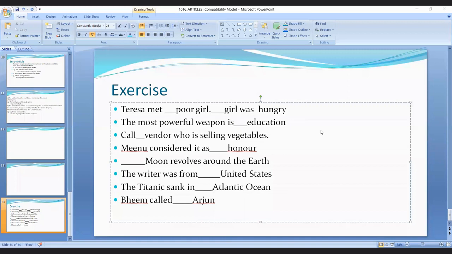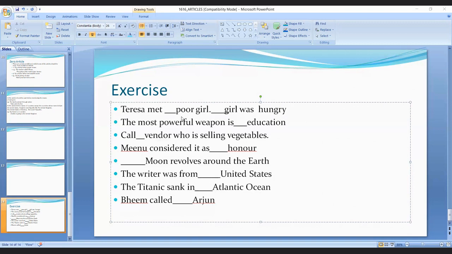Here we have some exercises on articles. So taking the first question: Teresa met dash poor girl, dash girl was hungry. As we have read while discussing articles, while mentioning a noun for the first time, you should use the indefinite article, either a or an, depending upon the consonant or vowel letter with which the word begins. While mentioning the same noun again, you should use the definite article the.